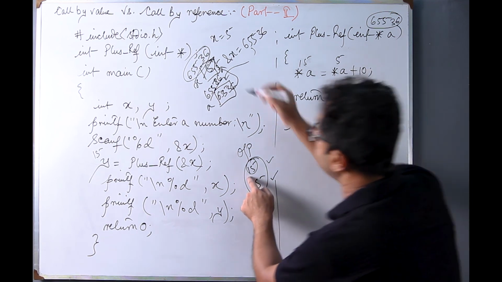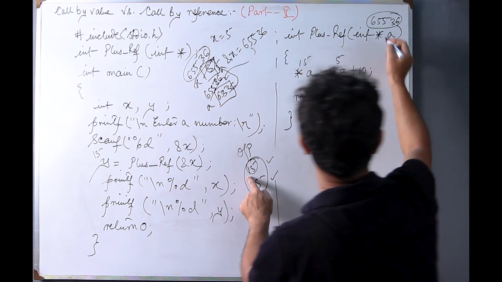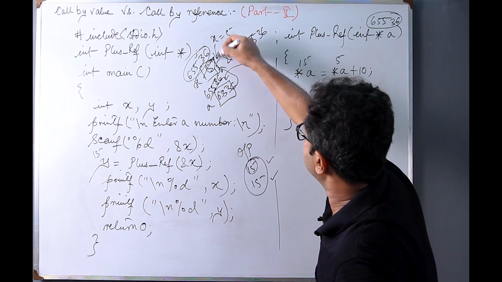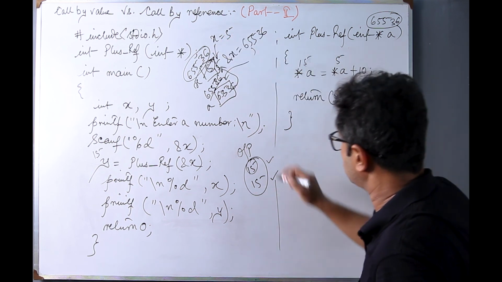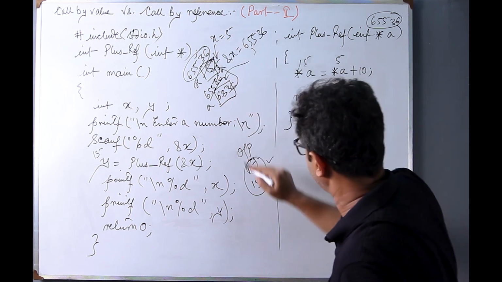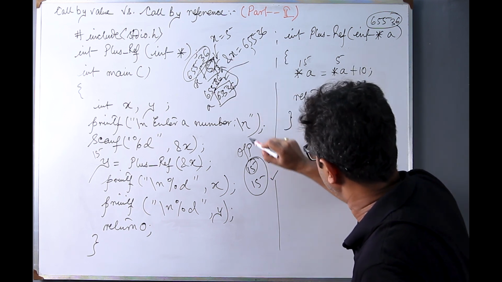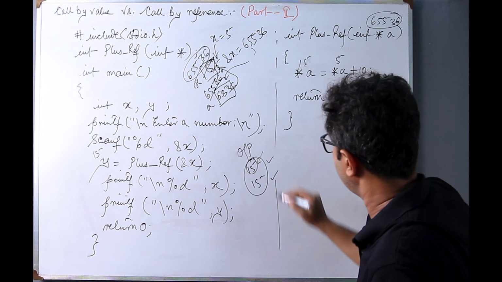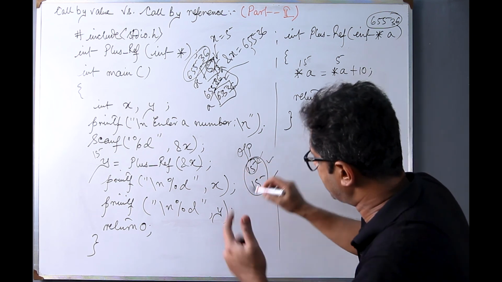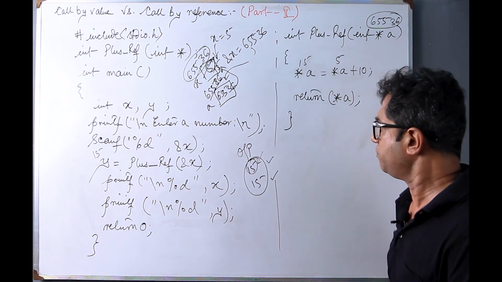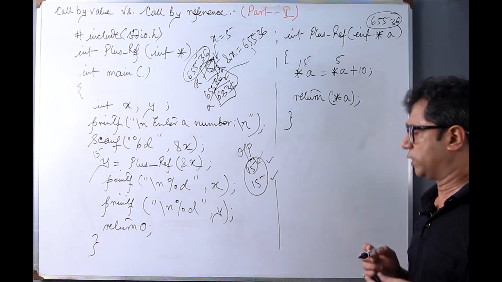But here the original x value is changed because we have done the operation on the basis of the address of the original variable x. So this got changed over here, and the effect of this can be easily seen in this output. That is, in the previous case we have got 5, and in this case we are getting 15. So this is the difference between the call by value and call by reference.